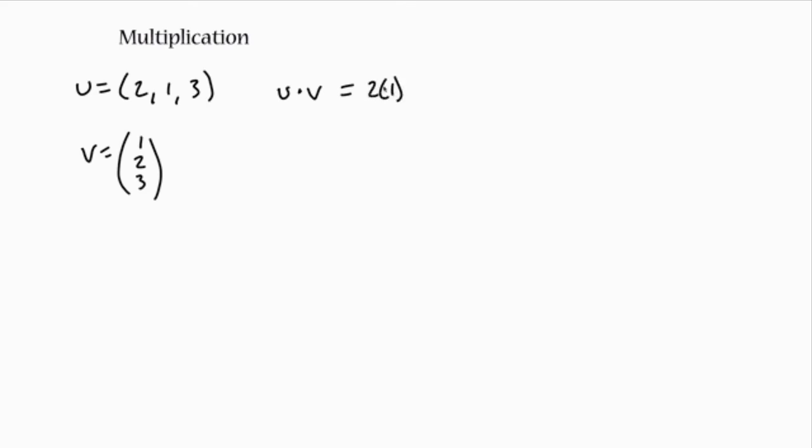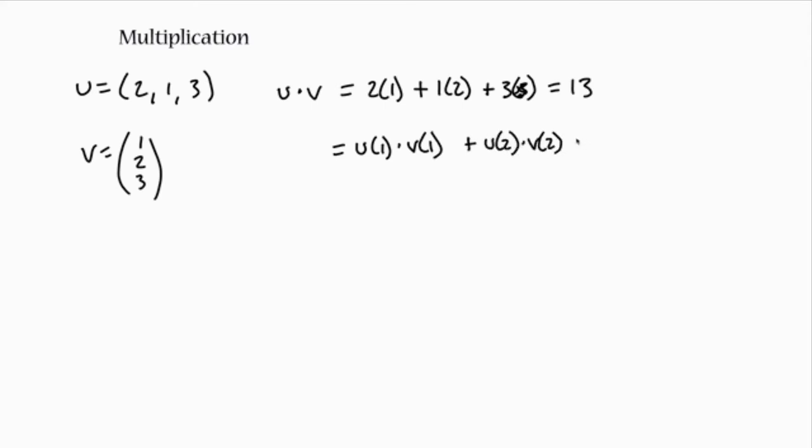So it's going to be 2 times 1, plus the middle ones, 1 times 2, plus the end ones, 3 times 3. Which is 13. So what I actually did there was u1 times v1 plus u2 times v2 plus u3 times v3. And you can do this as long as they have the same number of elements.